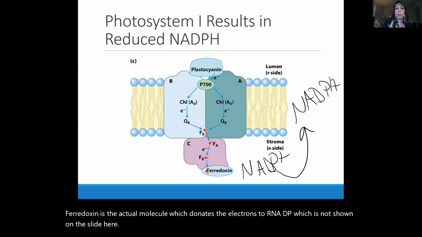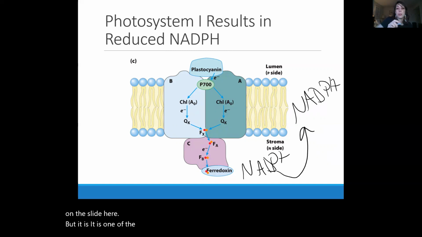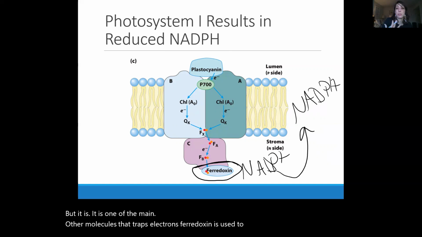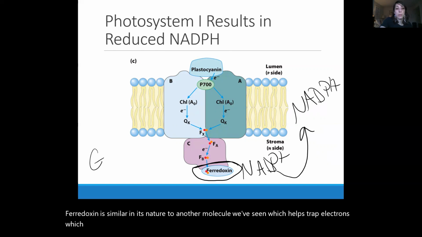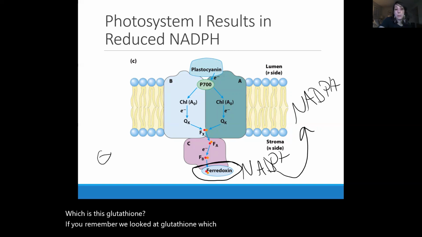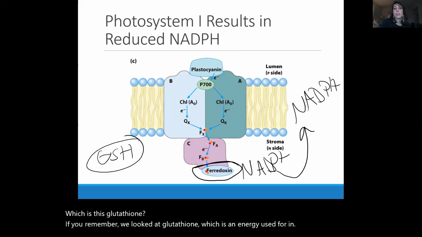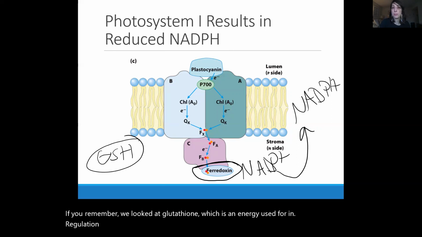But it is one of the main other molecules that traps electrons. Ferredoxin is used to trap electrons and then transfer them. Ferredoxin is similar in its nature to another molecule we've seen which helps trap electrons, which is glutathione. You remember, we looked at glutathione, which is used in our regulation of reactive oxygen species.